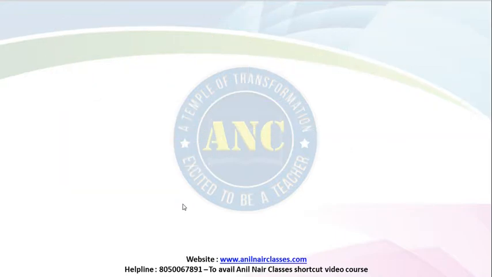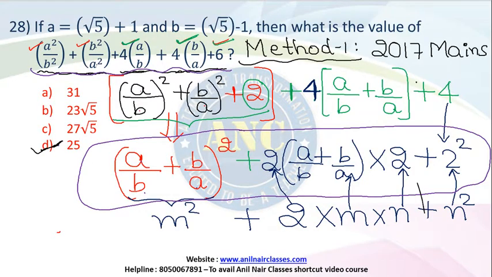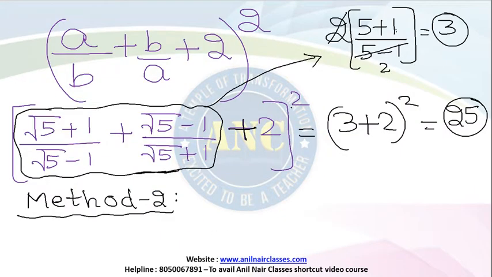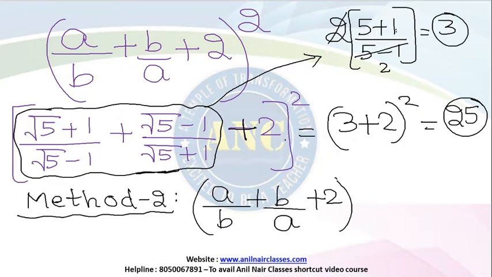That means whatever I have solved in method 1, this entire analysis, I have come to a conclusion that this will finally be of the form (a/b + b/a + 2) whole square. Till this point, everything I have solved in method 1 is absolutely the same and applicable to method 2 also.